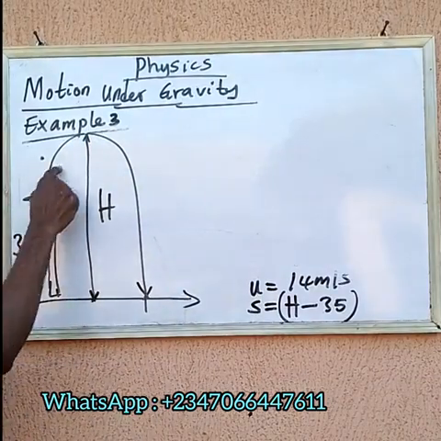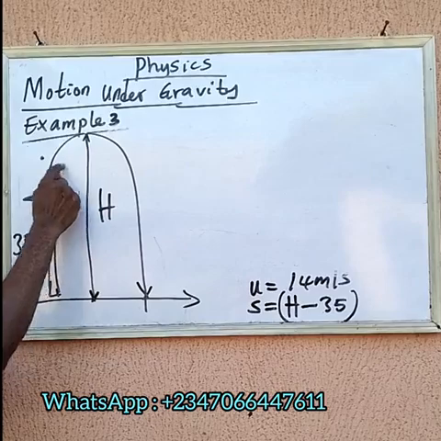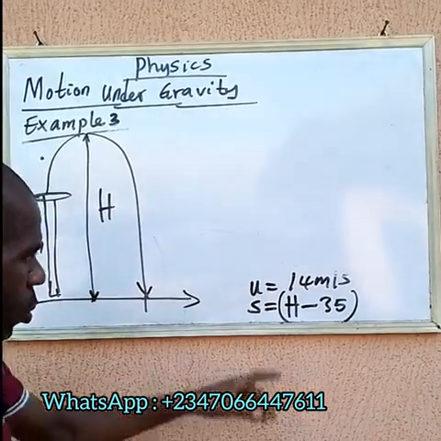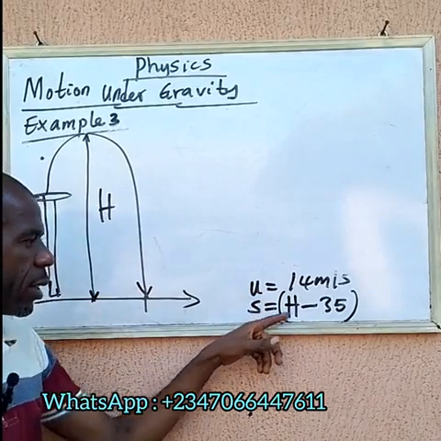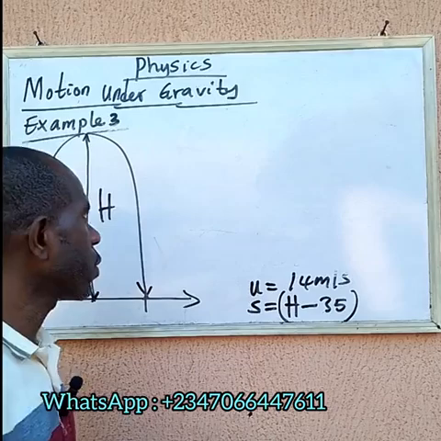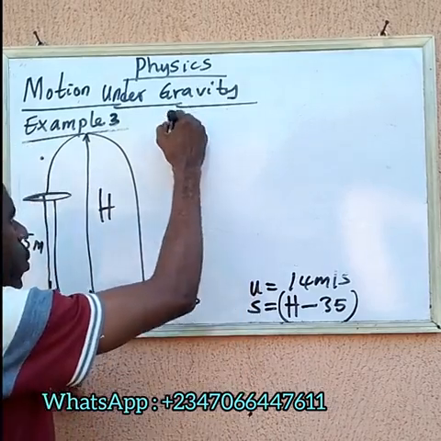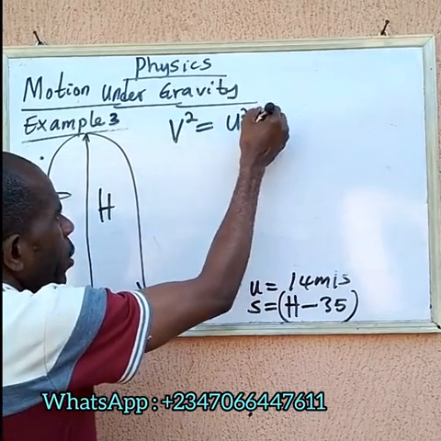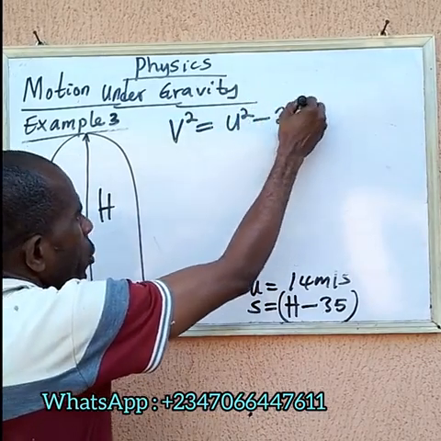Now, what about from here to here? This is where we have motion against gravity. From here to here. In the question, we are not given time. It's only the initial velocity and the height of the tower that is given to us. So we will make use of this: v squared equal to u squared minus 2gs.